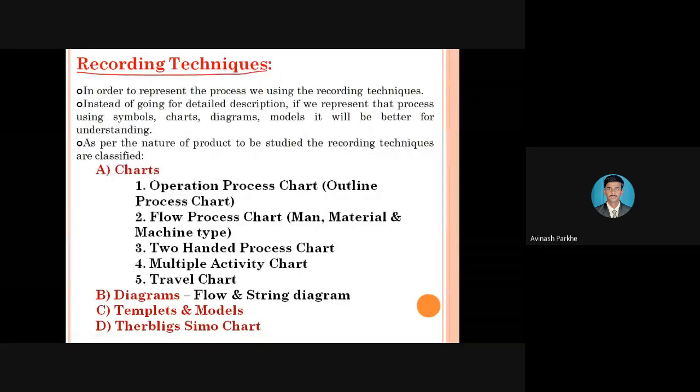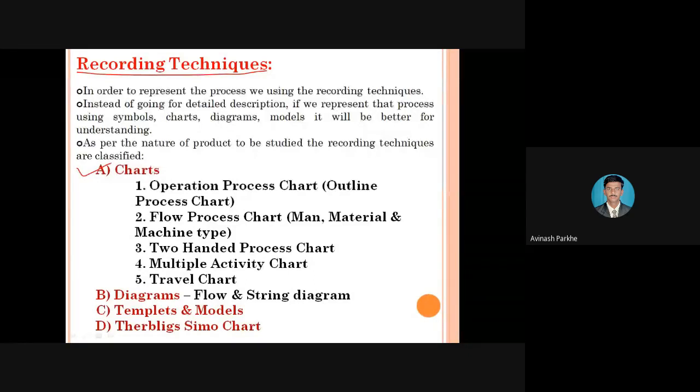Which types of symbols, charts, diagrams, and models there are, we will discuss in detail. But here there are some detailed classifications of which types of recording techniques are used in the method study. So the first one, A, is called a chart. The chart is one of the recording techniques used in method study concepts, through which you can get detailed information of the operations going on in the industry, the movement taking place by the man, machine, material, and the movement taking place by the equipment.